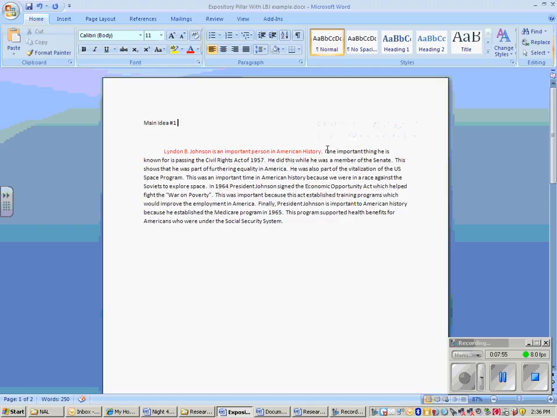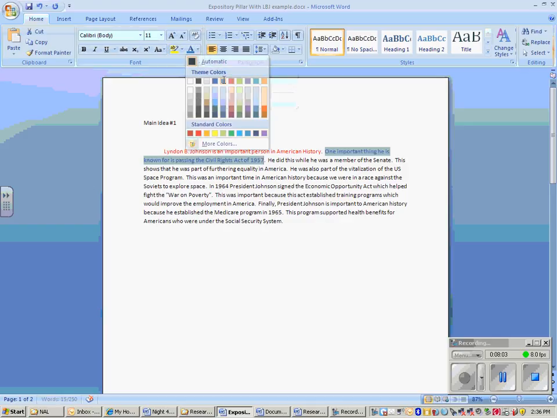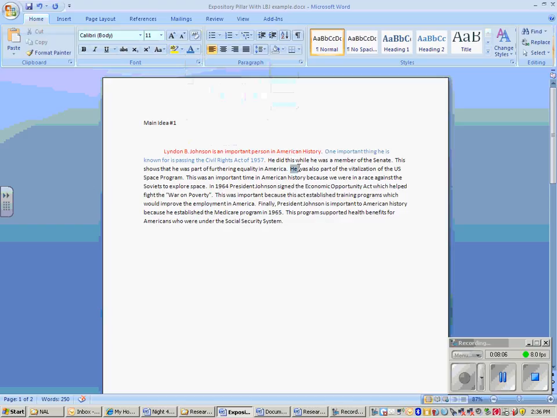Then these are my details. One important thing he's known for was passing the Civil Rights Act of 1957. I'm going to make that blue. That's one of my details. This was another detail in my pillar. He was part of the vitalization of the space program. Another one from my pillar was that he did the Economic Opportunity Act, and the other one talked about Medicare. So looking at my paragraph, you can see that everything that is red and blue is from my pillar. What's black is where I explained why my details are important.